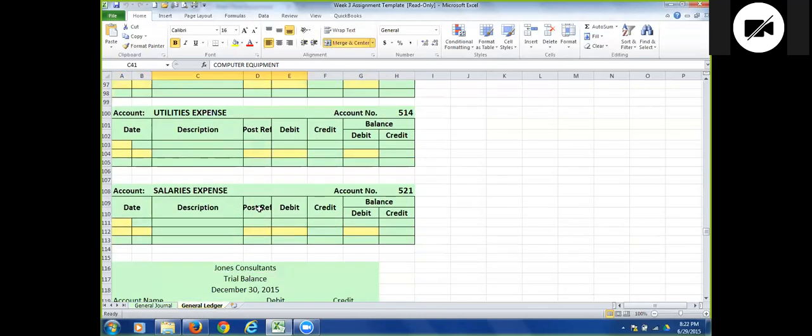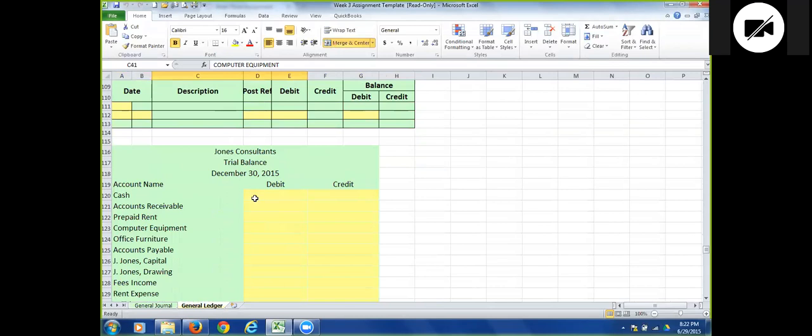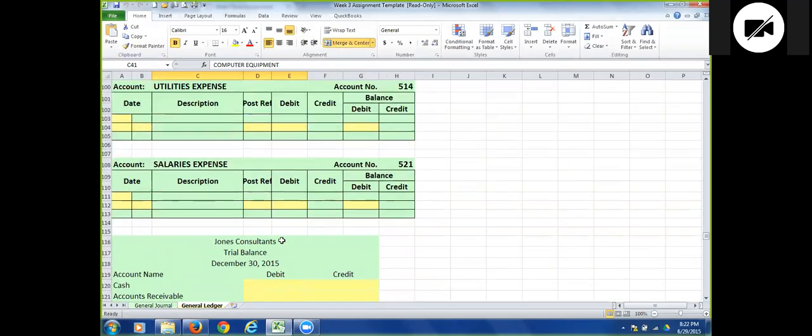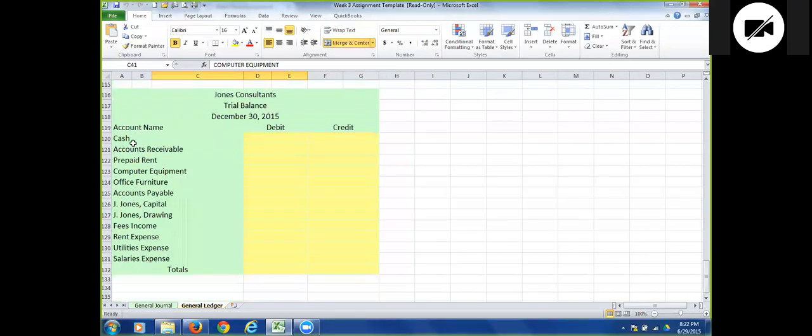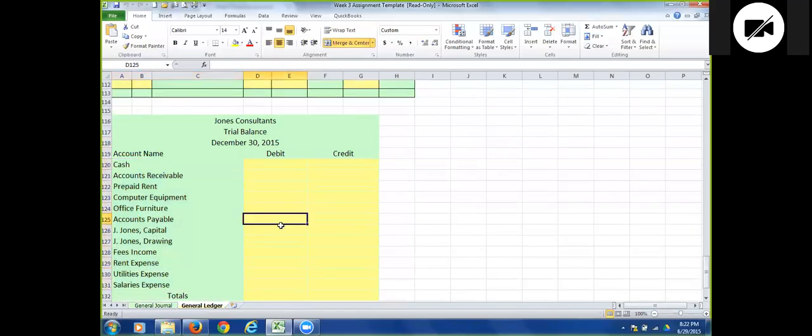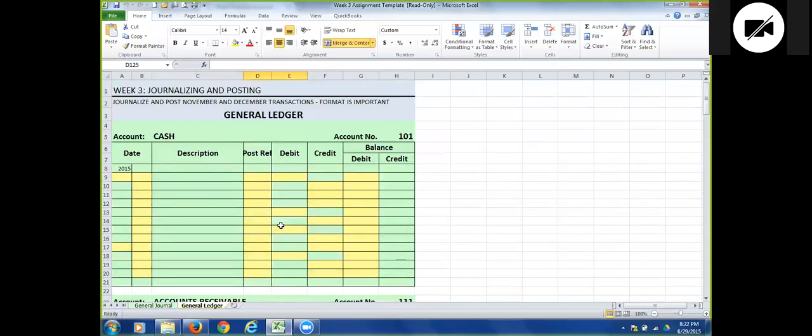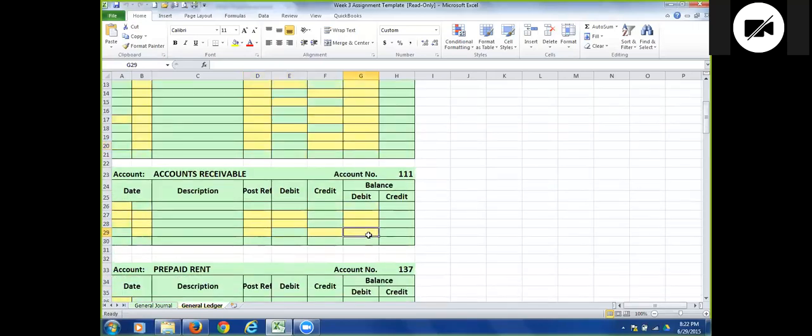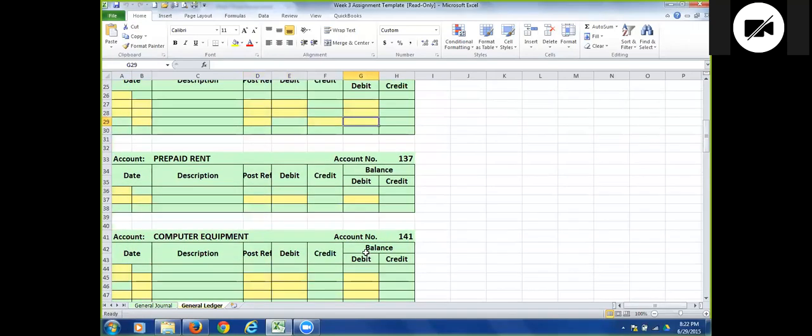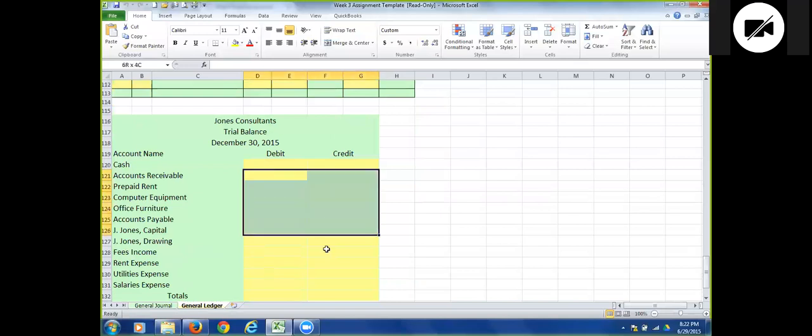And then after that, you want to complete your trial balance. All a trial balance is, is a listing of your accounts and your balances. You can see they're already listed here for you. After you post all of your entries, you're going to have an ending balance for each of these, and you're just going to put that on the trial balance. That's all a trial balance is. It's a listing of all your accounts and your balances.